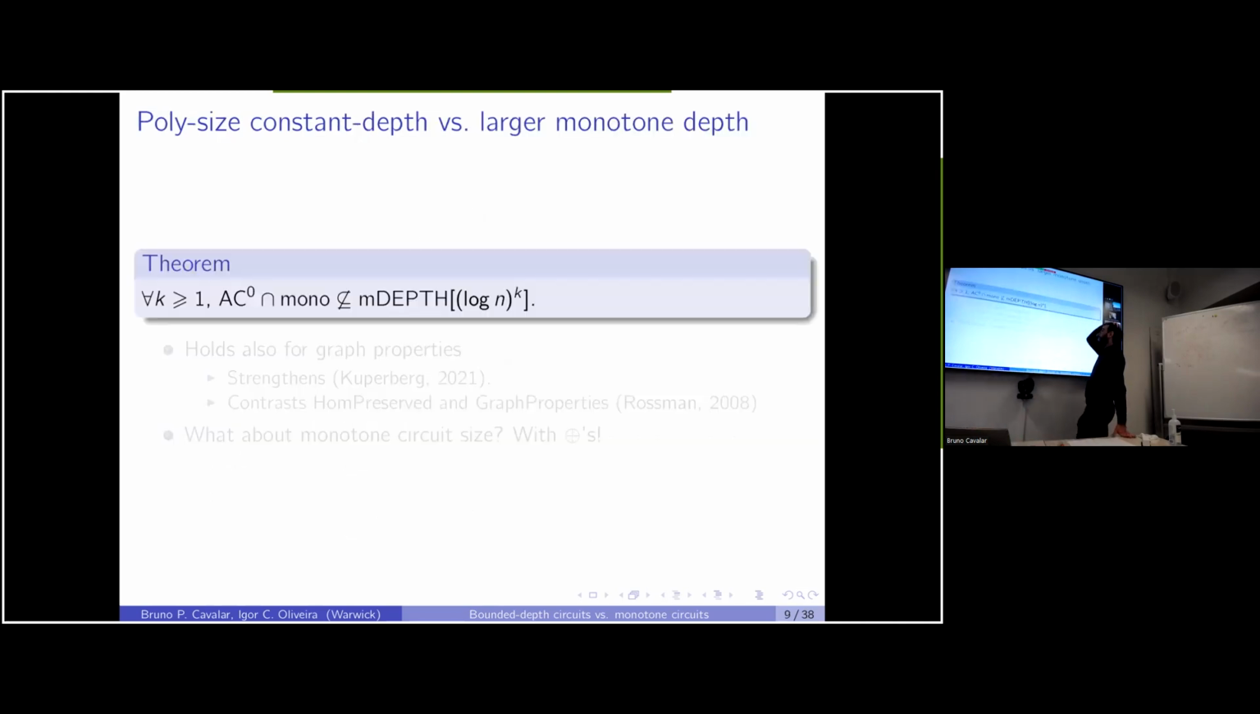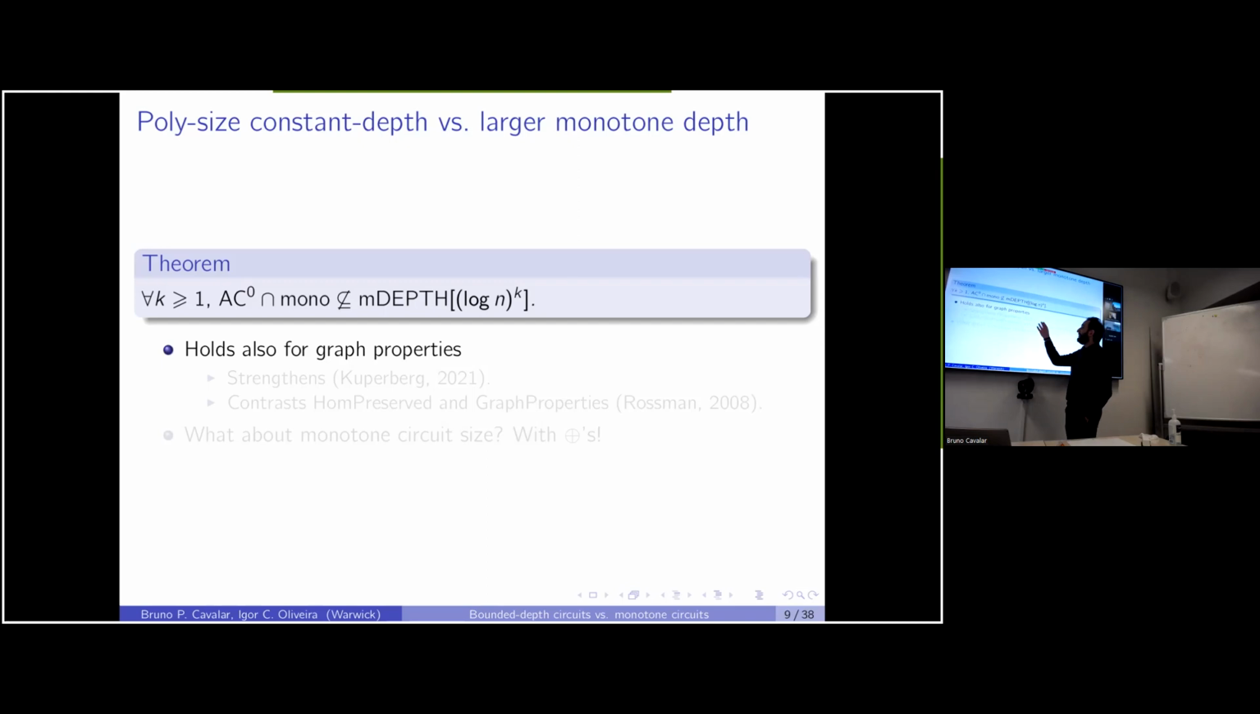I can present some progress on that question. The first theorem is that there is a monotone function in AC0 which requires polylog depth to be computed. So this is for every k. For every k, you get a different function, but it continues to be in AC0, and you get a bigger depth lower bound.